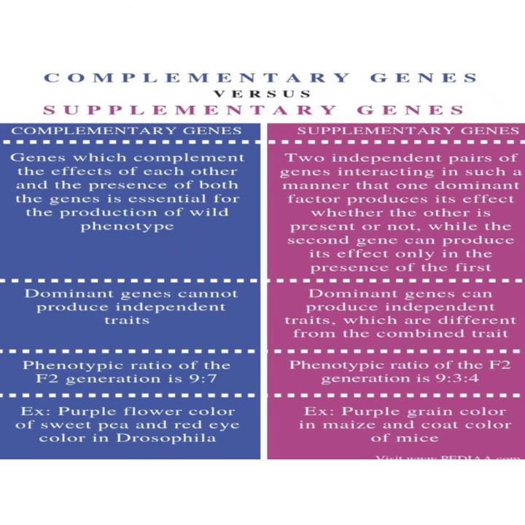In complementary genes, the dominant genes cannot produce independent traits, whereas in supplementary genes, dominant genes can produce independent traits which are different from the combined trait. In complementary genes, the phenotypic ratio of the F2 generation is 9:7. Whereas in supplementary genes, the phenotypic ratio of the F2 generation is 9:3:4. Examples of complementary genes are purple flower color of sweet pea and red eye color in Drosophila. Examples of supplementary genes are purple grain color in maize and coat color of mice.